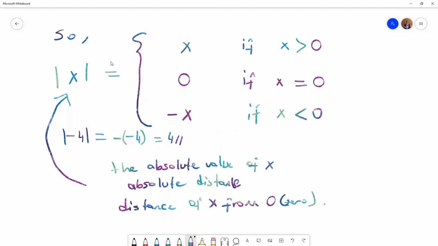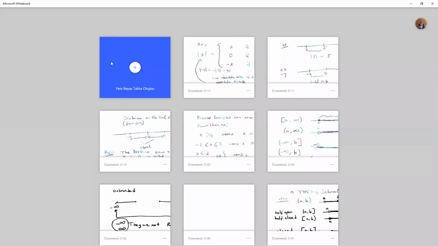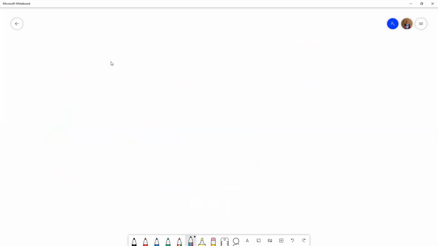Now let's look at distance between 2 points on the real line. Now we have 2 points. Up to this point, you see that we have only 1 point and 0. Now we have 2 points. Let's write it again. Distance between 2 points on the real line.